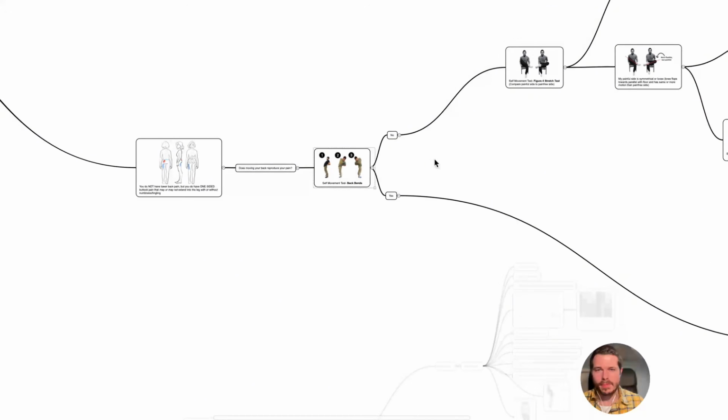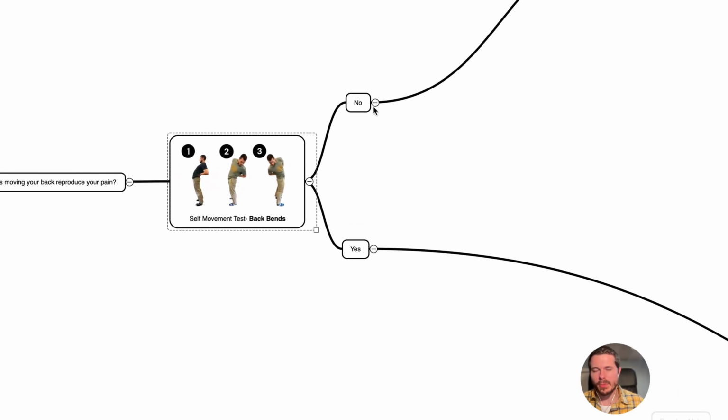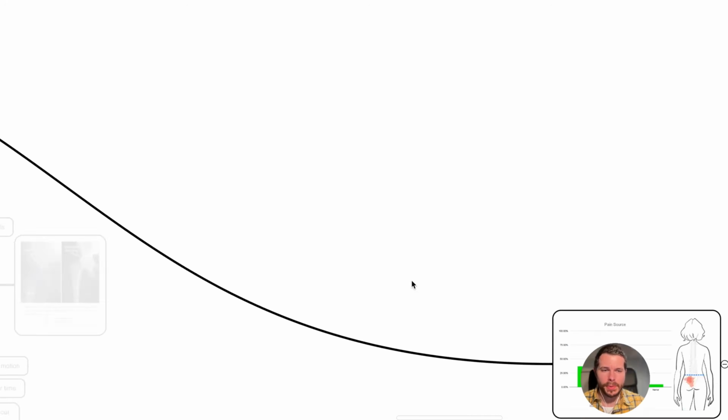So we go back to the beginning. You did these back bends. We went through the whole flowchart. Now let's just say, this is probably more common, that yes, that did, Charlie, reproduce the pain in my butt, maybe into my leg. What could be going on?